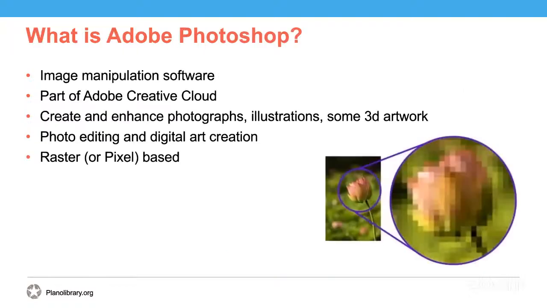Right. And so what is Photoshop? Photoshop is an image manipulation software. It is part of the Adobe Creative Cloud. It's used to create and enhance photographs, illustrations, and 3D artwork. Photoshop has many functionalities. Two of the most common ones are photo editing and digital art creation. Photoshop is raster or pixel based, which means that we are manipulating the pixels on an image. This is usually applicable to photographs or other images that are taken with a digital camera.